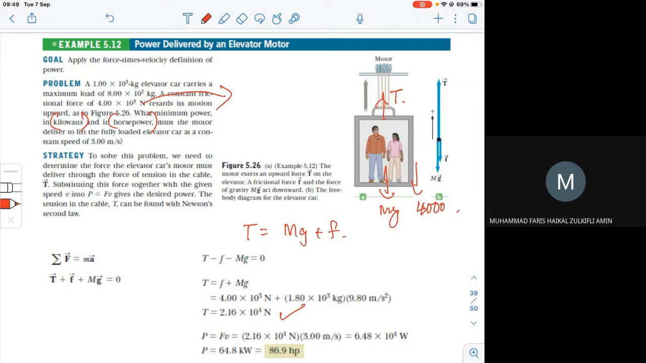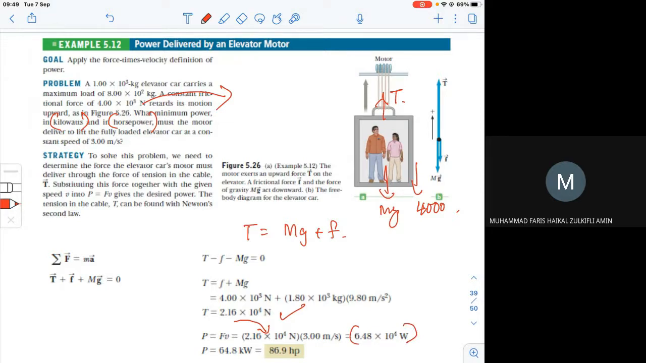Okay, so you can say that the tension is part of force. So in order to find work, P equals Fv. So you can get this tension into the force, because force and tension are quite the same, times the 3 meters per second. So you will get 6.48 times 10 to the power of 4 watts.